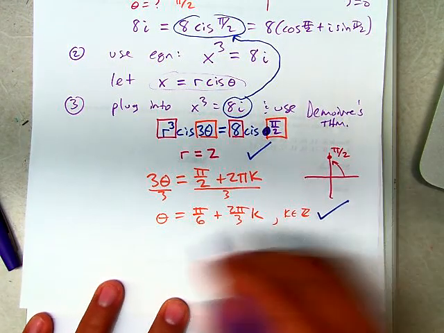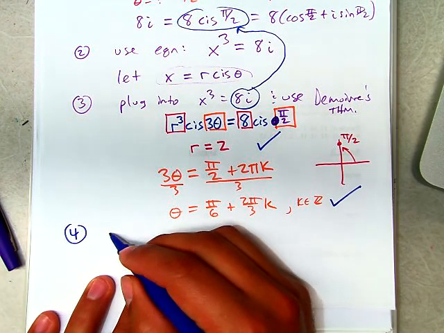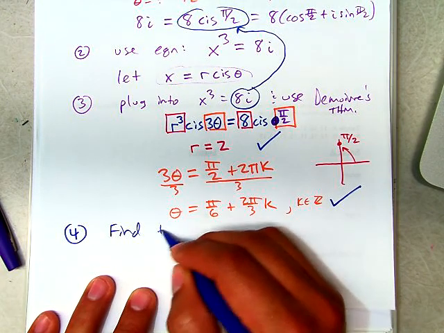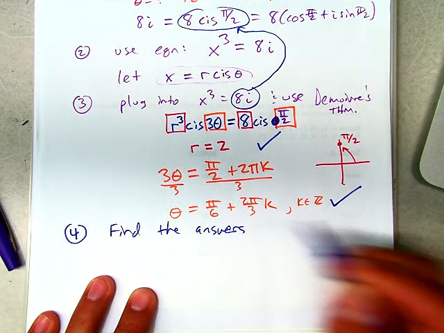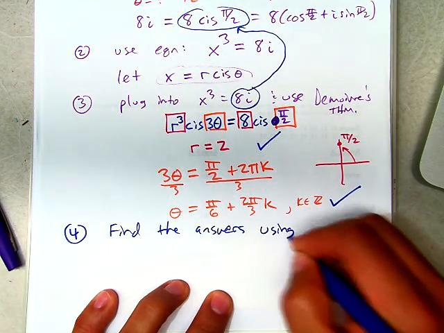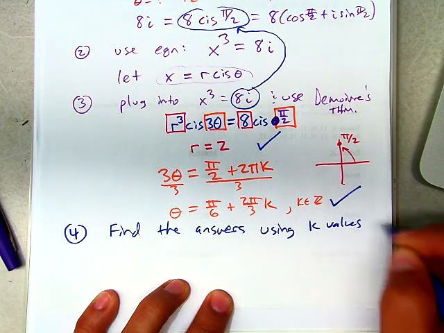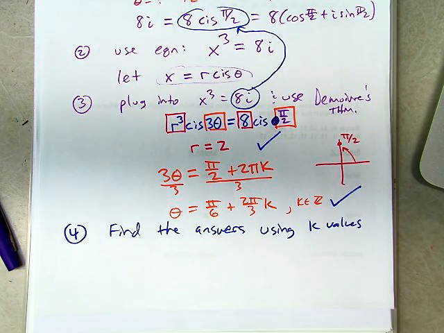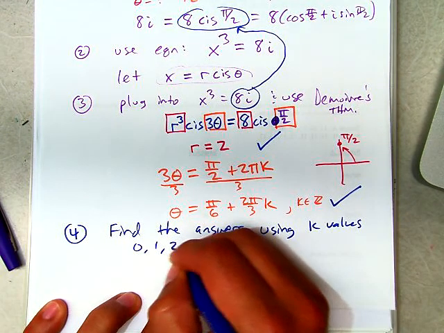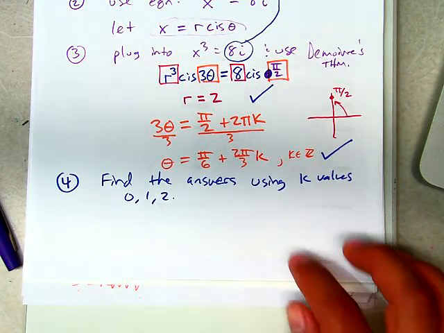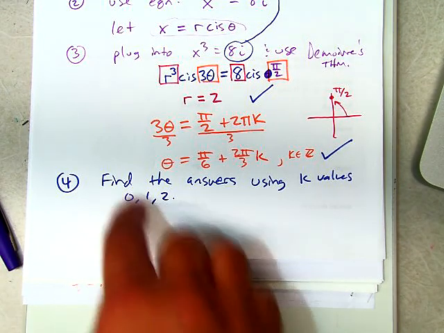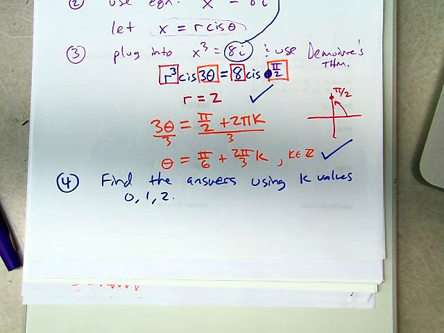now we can go to the last step, which is to find the answers using k values. And I'm going to say to just always start with 0, 1, and 2. I'm using 0 because that's the easiest, and you have to go consecutively. You don't want to just bounce around and pick 0, 3, and 6, for instance, because if you pick 0, 3, and 6, you're going to get the same answer 3 times. We don't want the same answer 3 times. We want 3 different answers.